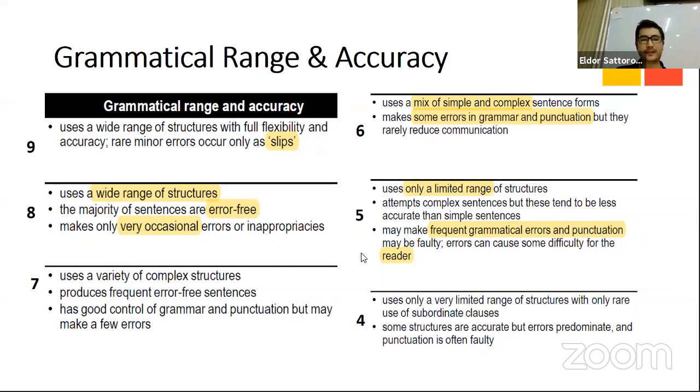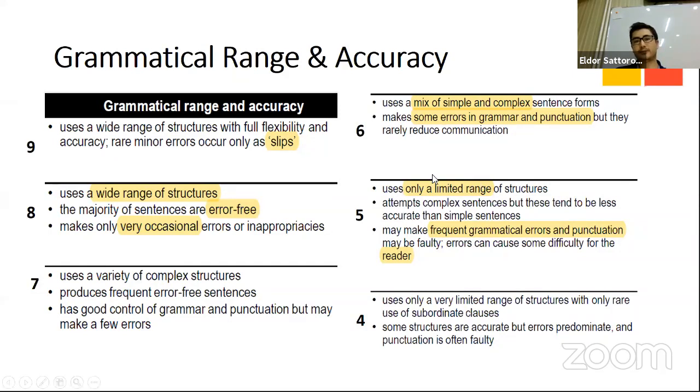Okay, and look at point 8. It says wide range of structures, and the majority of sentences are error-free. So you don't really have grammar mistakes throughout your essay. Maybe you have some very occasional mistakes. Very occasional means not frequent. But if you have a systematic problem with the grammar, then I'm afraid don't aim for more than 5.